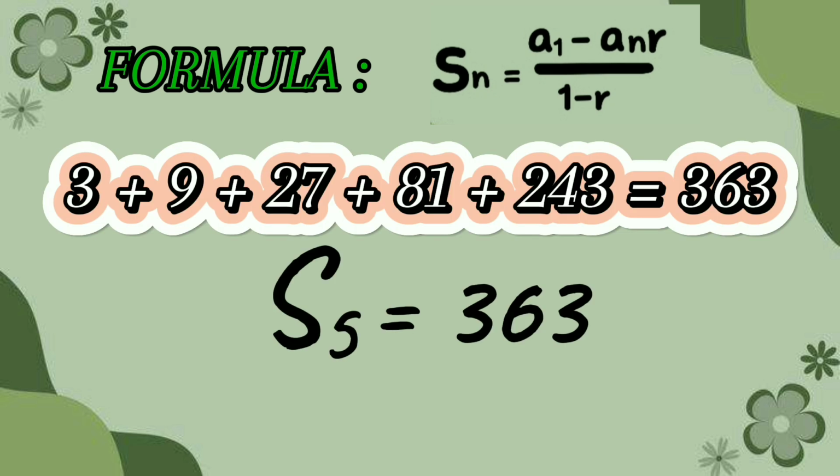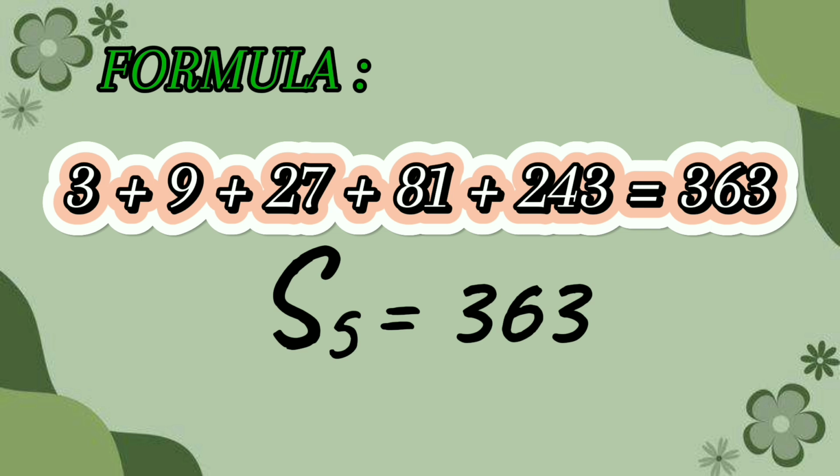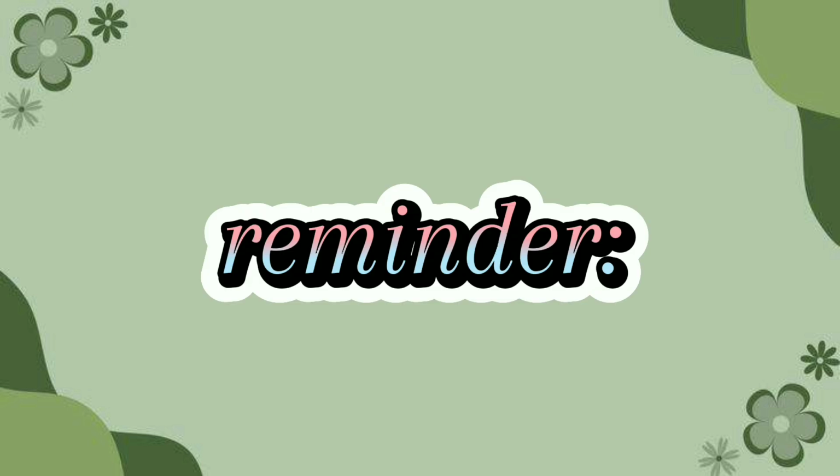The sum of the geometric sequence 3, 9, 27, 81, and 243 is equal to 363. You can also use the other formula to get the sum of a geometric sequence if the ratio is not equal to 1, because the answer will just be the same.